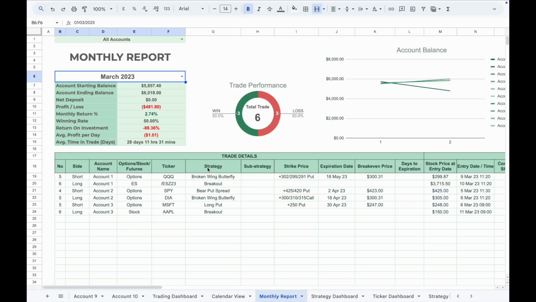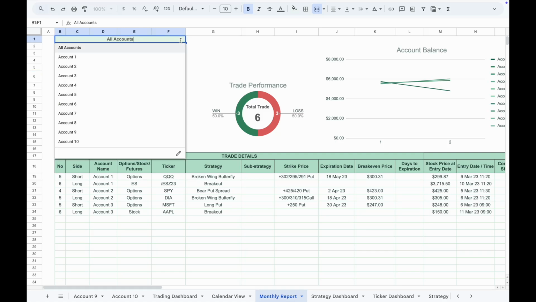Let's take a look at the monthly report. It shows the monthly statistics based on trades opened during the selected month. In the top left corner, select your account name. From the drop-down list, you can choose either an individual account or all accounts.